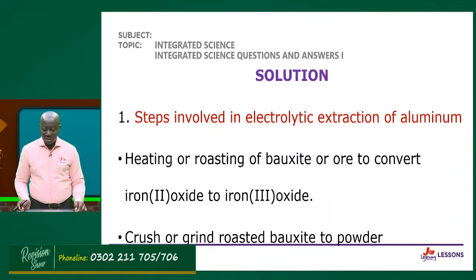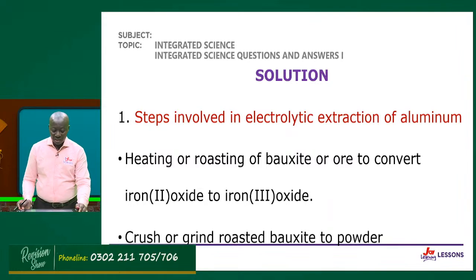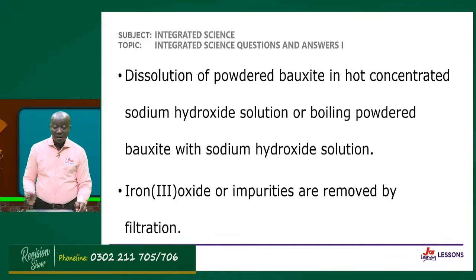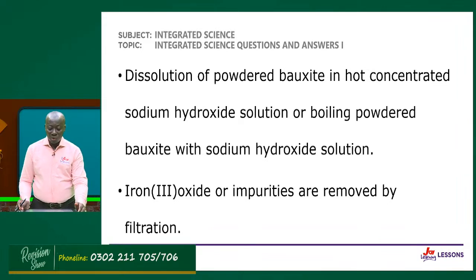So let's look at the steps involved in the electrolytic extraction of aluminium. The first is heating or roasting of the bauxite ore to convert iron(II) oxide to iron(III) oxide. So you have to roast it so that any iron(II) oxide in it will be converted to iron(III). Then you crush or grind the roasted bauxite to powder. And then dissolution of the powdered bauxite in hot concentrated sodium hydroxide solution, or boiling the powdered bauxite with sodium hydroxide solution.